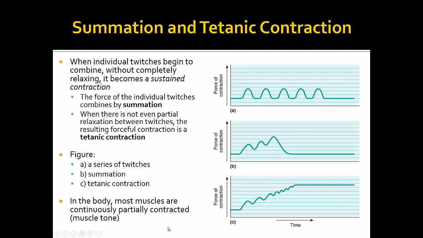In the body, most of your muscles are actually continuously partially contracted. That is what muscle tone is. It allows you to stand still or just sit up straight. Your muscles are contracting slightly, and that is called muscle tone.